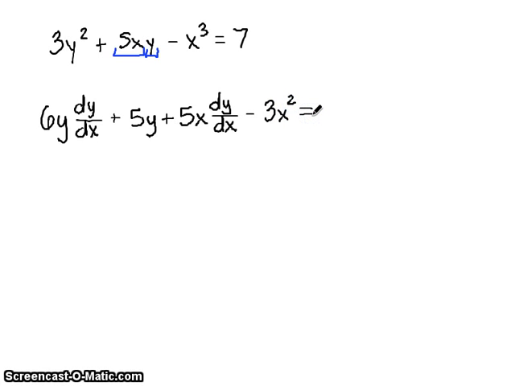Now here's a spot where you're going to potentially make a mistake. A lot of people are just going to drop the 7 down, but you have to take the derivative of the right hand side as well. So the derivative of 7 is 0.